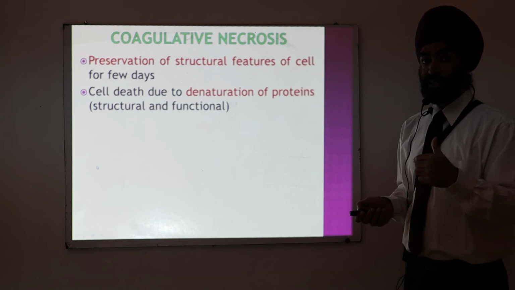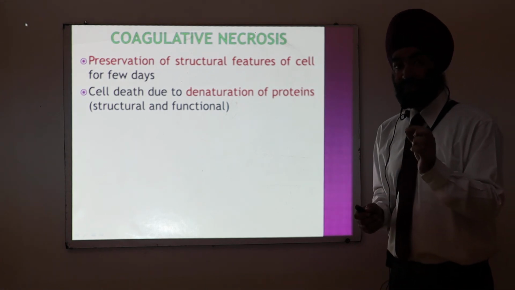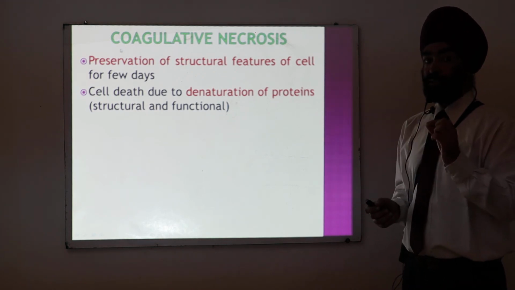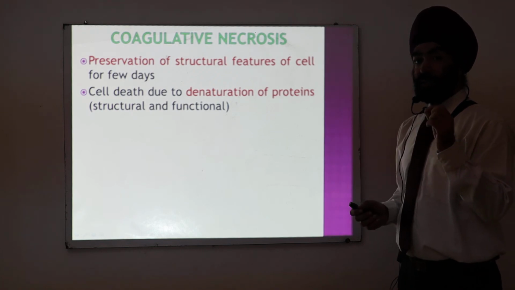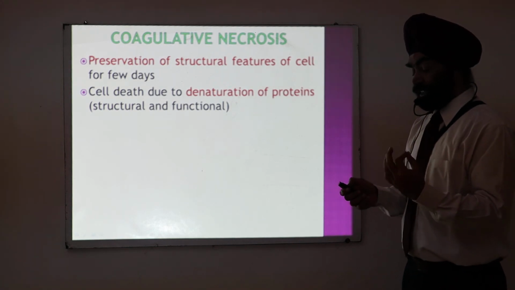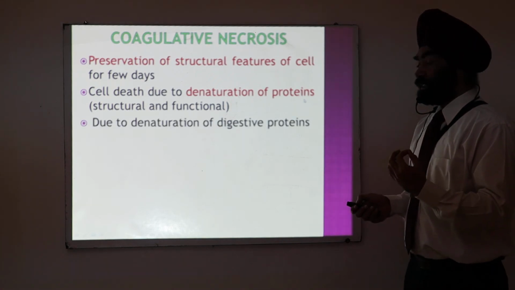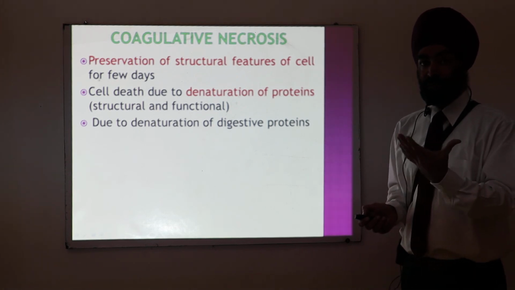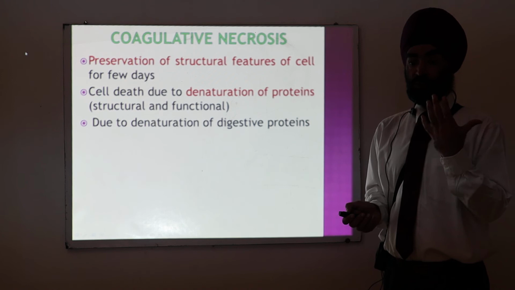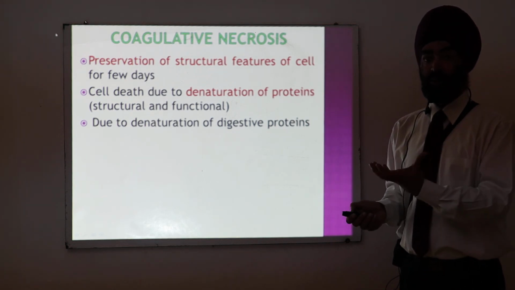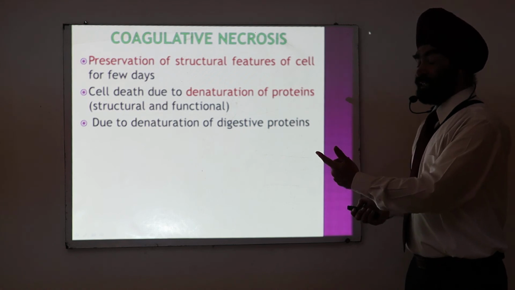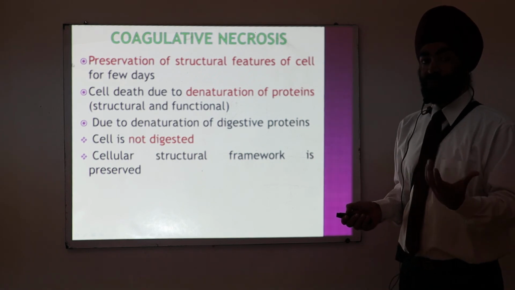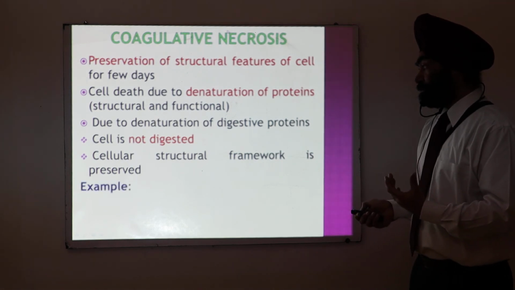And what is the reason for the cell death? Cell death takes place because of the denaturation of proteins, non-functionality of the proteins, whether structural proteins or functional proteins. So remember, the proteins become non-functional. This is the key feature. Because denaturation of all the proteins has taken place, no digestion can take place, because digestion has to take place by the lysosomal enzymes. Lysosomal enzymes are also not active. If they are not active, how will the cells be digested? So it causes the denaturation of the digestive proteins, and the cell is not digested.